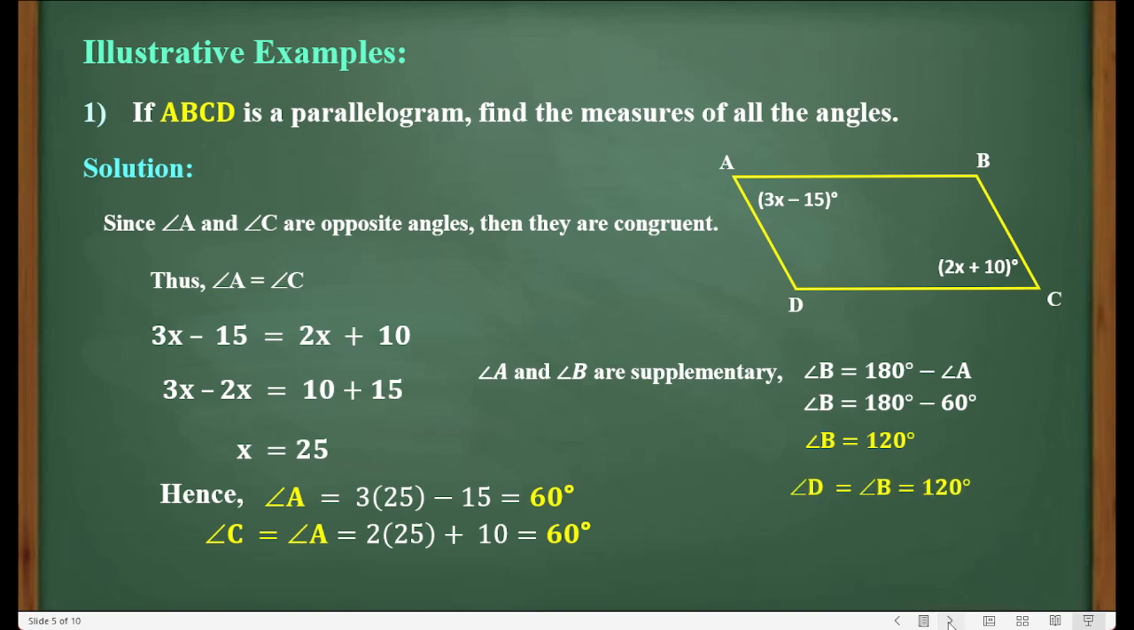And we know that angle B and angle D are opposite angles, and in a parallelogram, opposite angles are congruent or equal in measure. So angle D is also 120 degrees. At this point, we have determined the measures of all the angles of quadrilateral ABCD, which happens to be a parallelogram. So again, angle A is 60 degrees, angle C is 60 degrees, angle B is 120 degrees, as well as angle D, which is 120 degrees. Okay? Next.